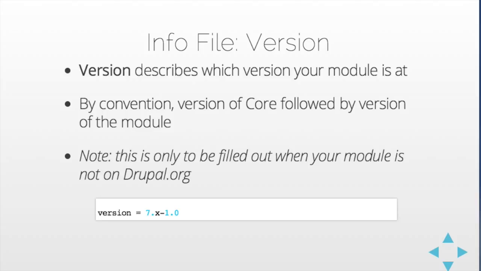Version. You can also describe version in your info file. This is only used when your module is not on Drupal.org. So if you're doing just a custom module that'll never make it to the light of day, you can specify a version here. Really all it does is it helps other developers. And so on the module page, this will actually show up. And again, it's a string. So typically you'll do the version of Drupal followed by some versioning system. In this case, 7.x-1.0.